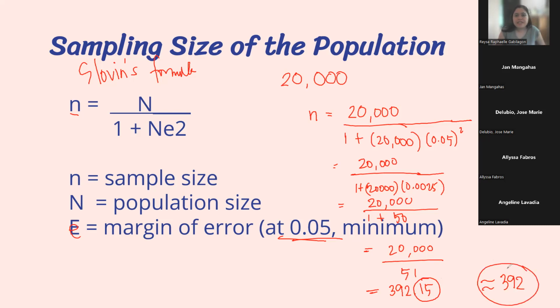So ito yung magiging sample size. Kung meron kang 20,000 na population in your area, you will just be having a sample size of 392. Ito lang yung bibigyan mo ng questionnaire mo and papasagot mo sila sa iyong questionnaire. Again, this process is called the Slovin's formula.